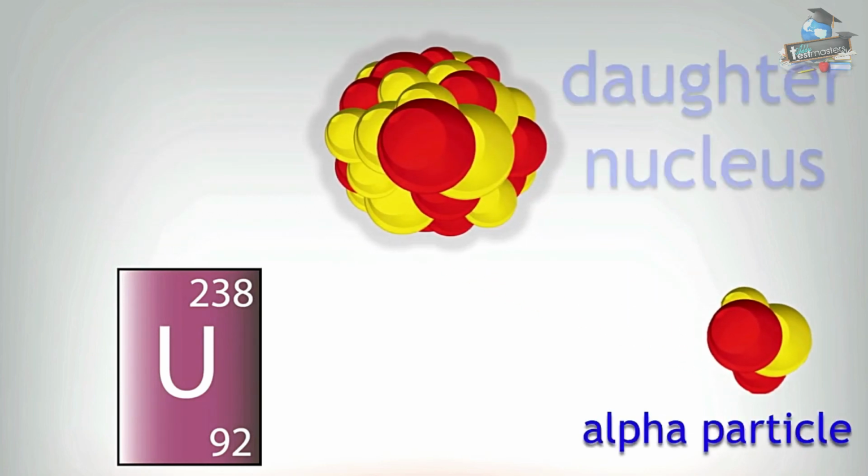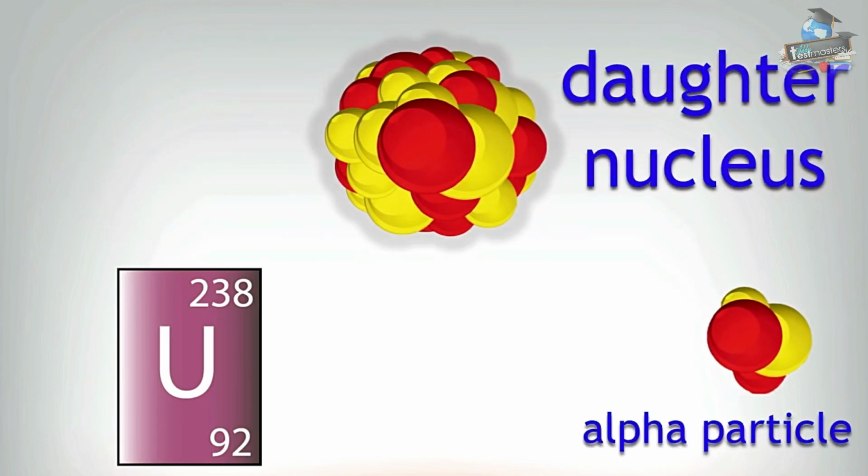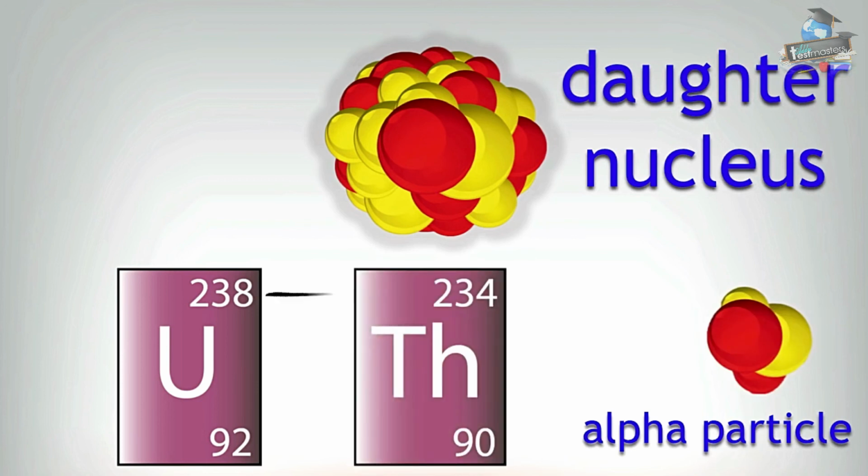What about the nucleus it leaves behind? This nucleus is called the daughter nucleus. This has lost 2 protons and 2 neutrons. The newly formed daughter nucleus loses 4 in its mass number and 2 in its proton number.